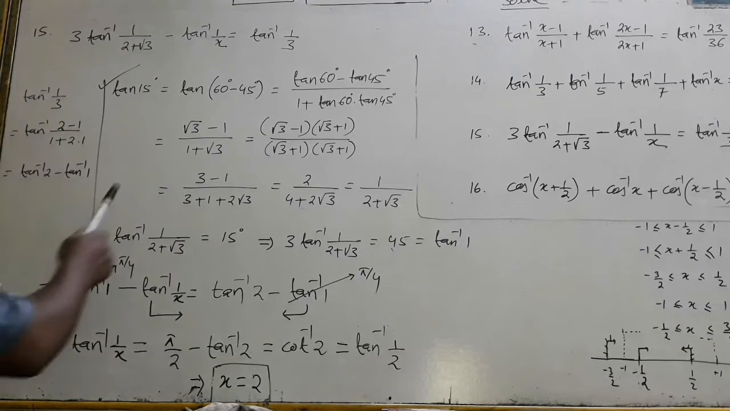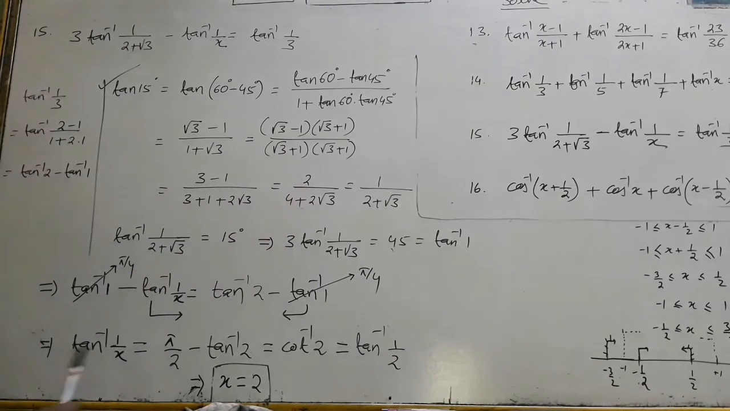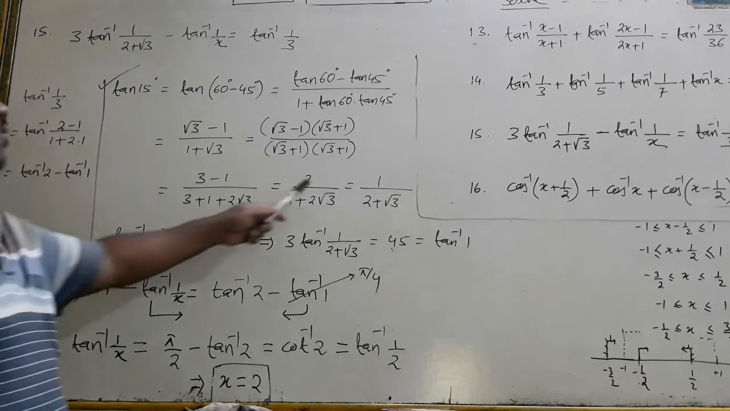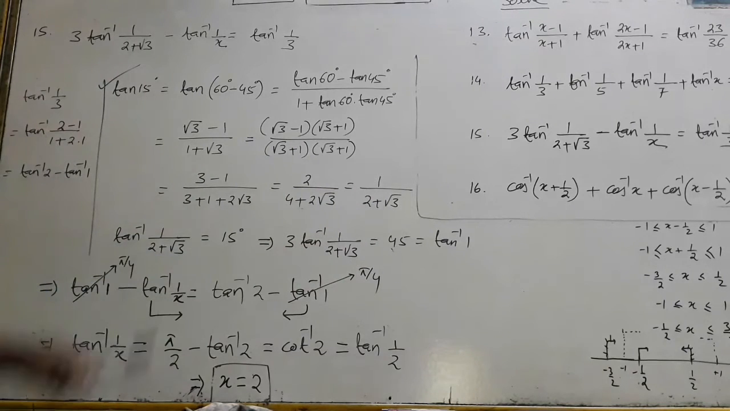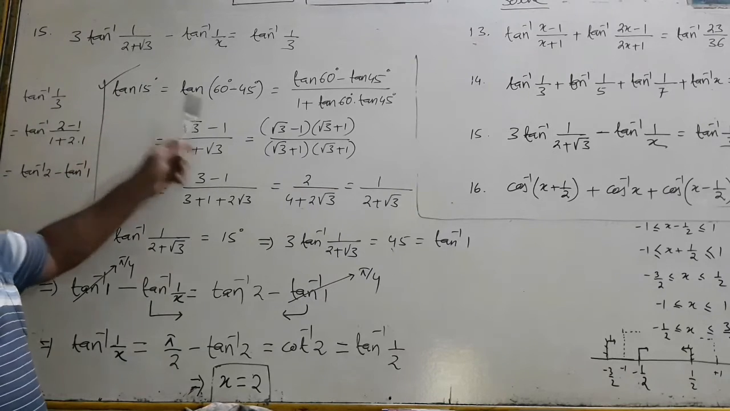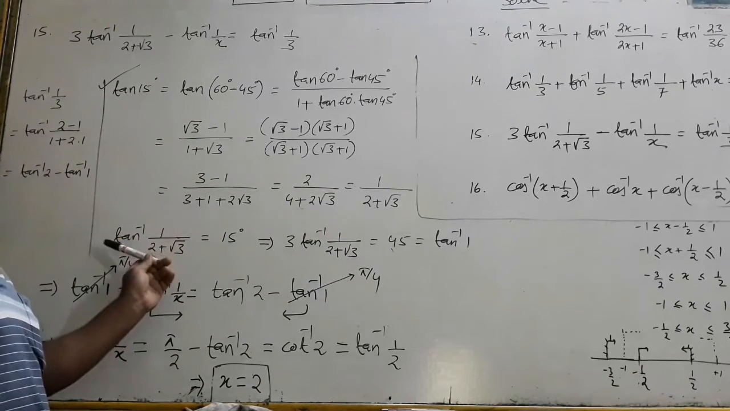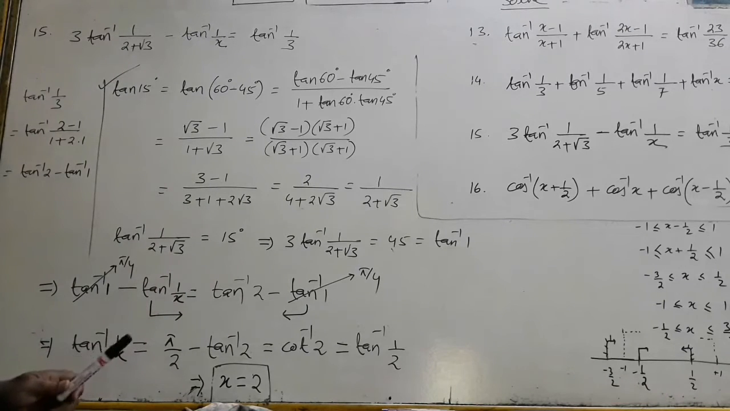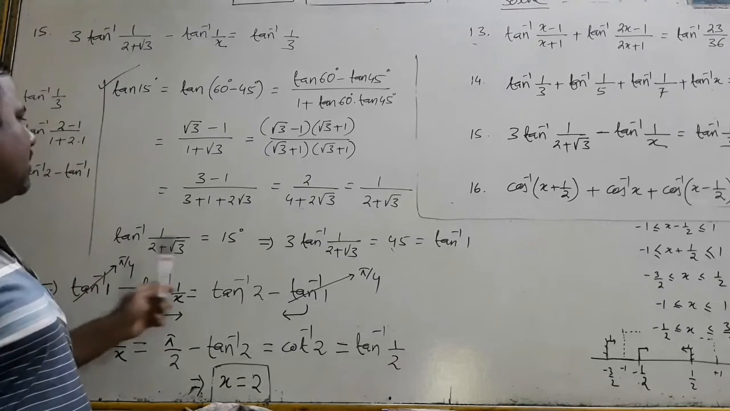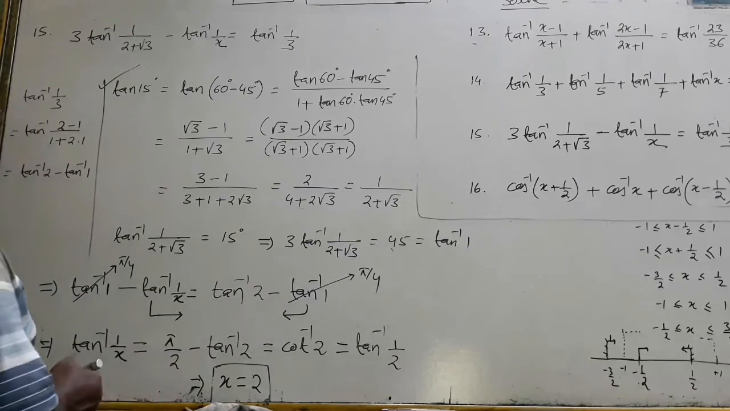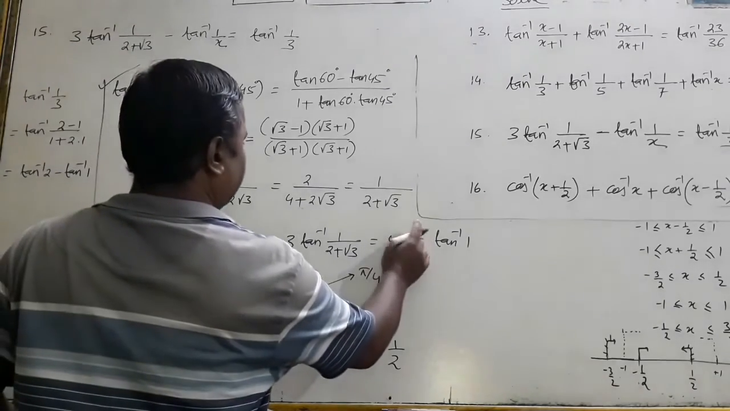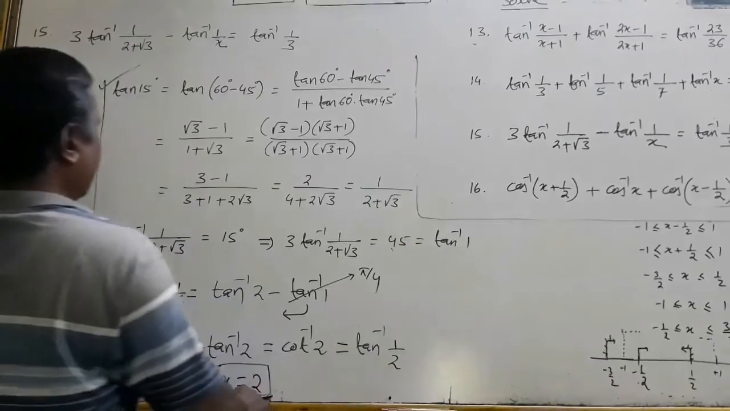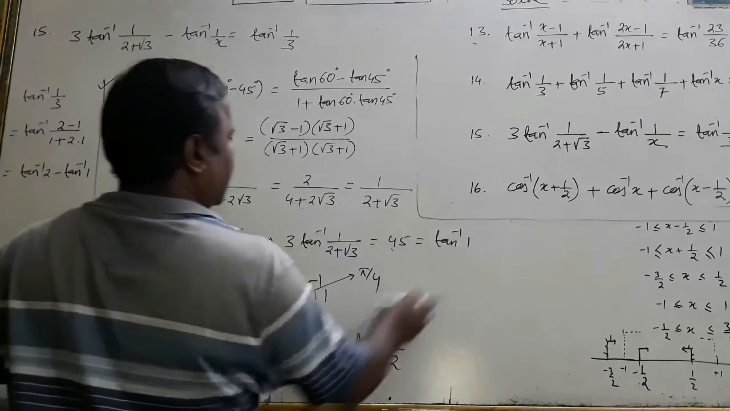And when you multiply root 3 plus 1 to numerator and denominator, it becomes 1 by 2 plus root 3, which you can see. Okay. So tan inverse 1 by 2 plus root 3 is equal to 15 degree. Now 3 times of this is equal to what? Pi by 4 is equal to 3 into 15, that is equal to what?